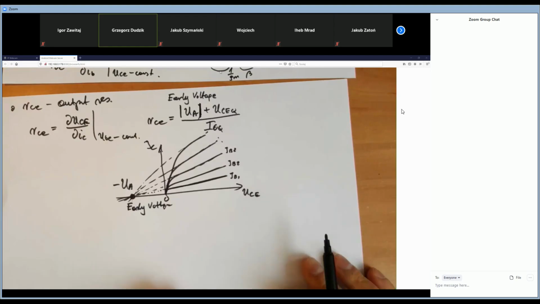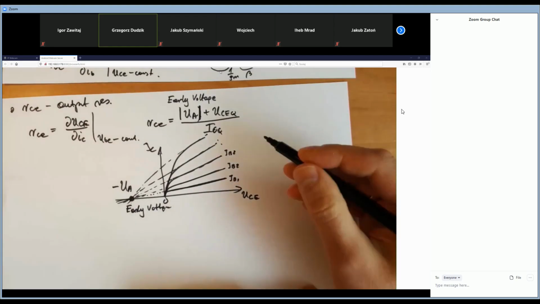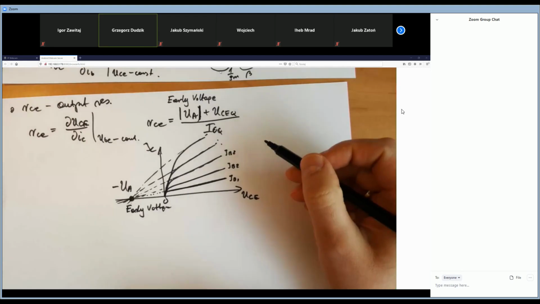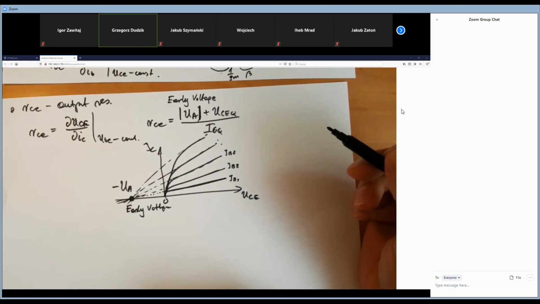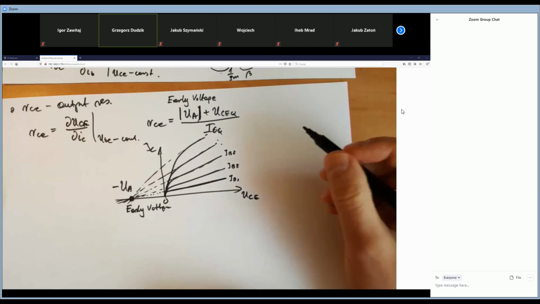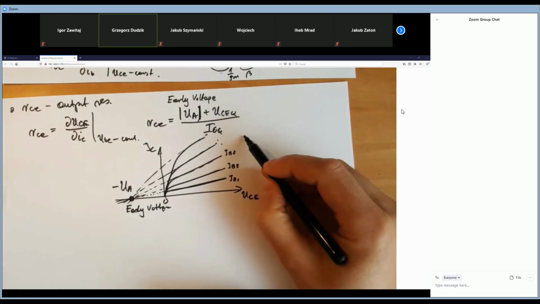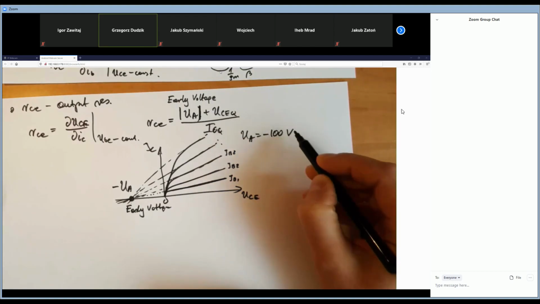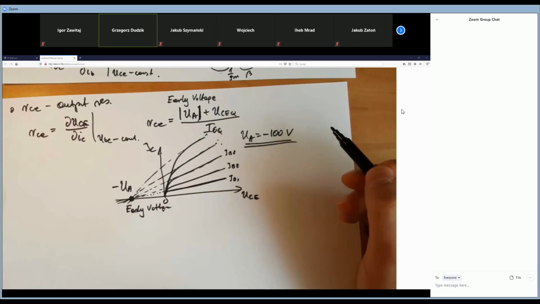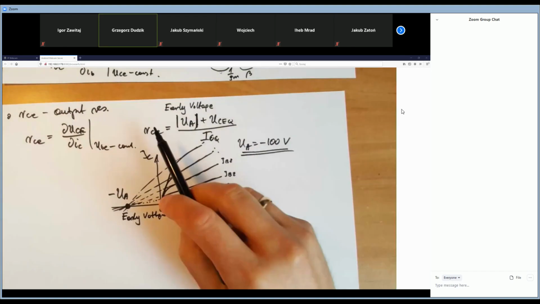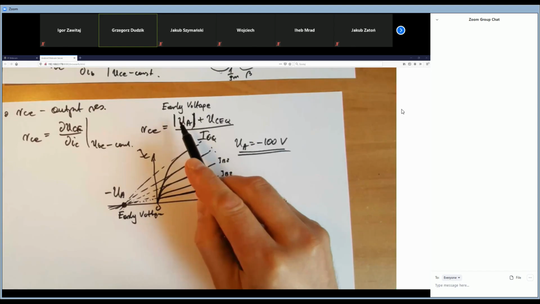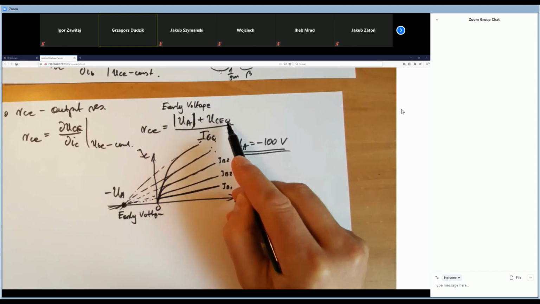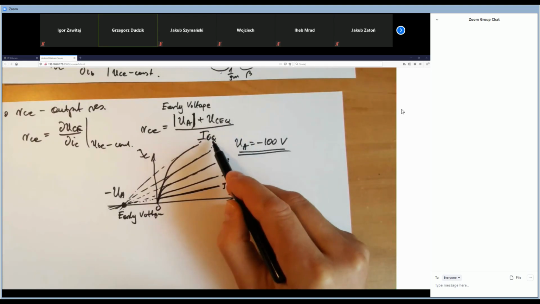And for calculations, of course, the early voltage is different for the different transistors. However, a typical value for it is minus 100 volts for the bipolar transistors. So, as you see, we need the early voltage and the UCEQ, which was calculated in the DC analysis, and the ICQ also to find the RCE.